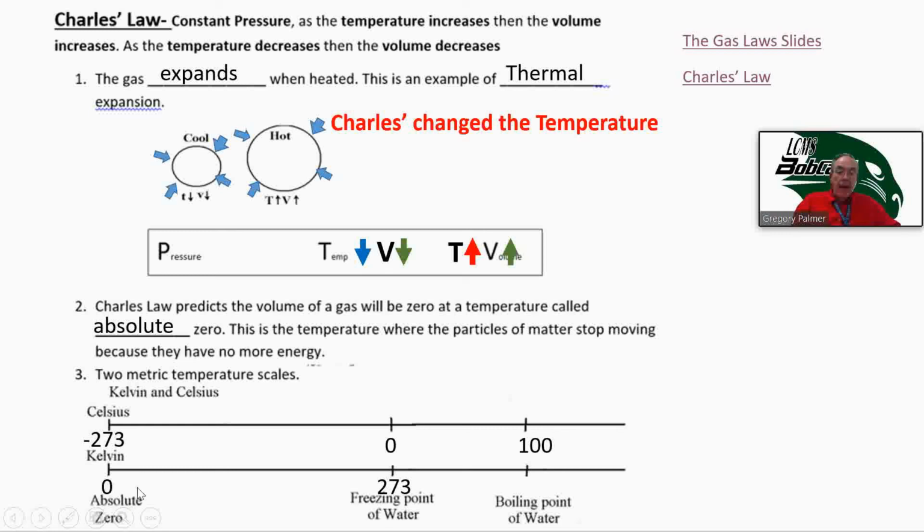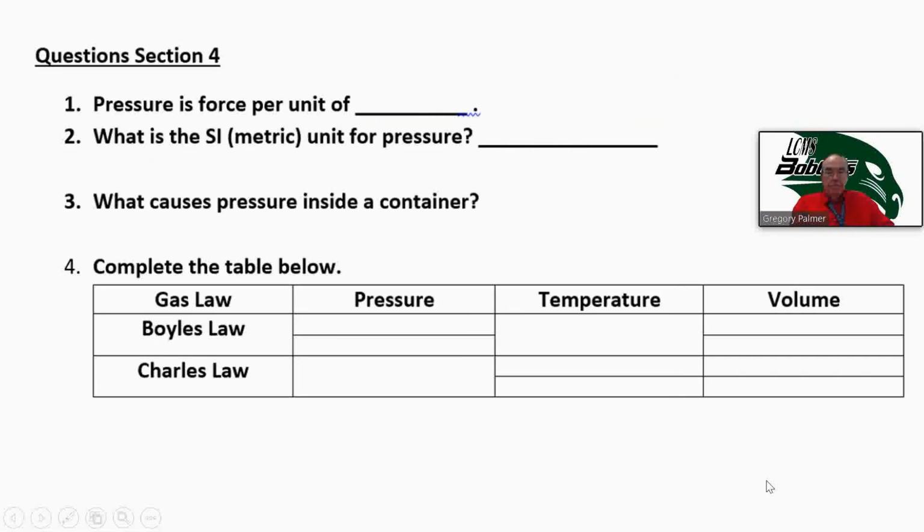On the absolute scale, you add 273 degrees, and you get to the freezing point of water. Just like you add another 100 degrees to get to the boiling point of water, the boiling point of water on the Kelvin scale is 373 degrees. You're going to answer these questions on your own, and then we'll take a look at the answers on the next video.